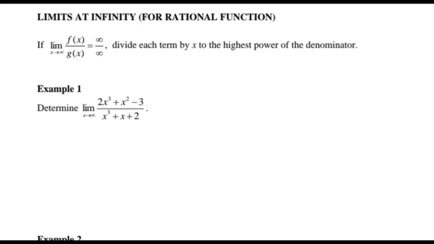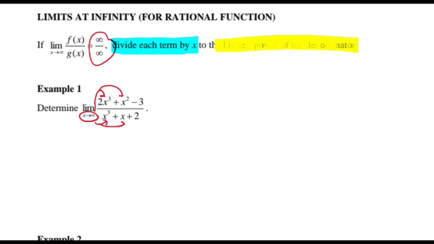Remember the first step when you want to find limits. The first step would be substituting the value of x into the function. But if, when we substitute that value of x, and for this example it's infinity, we get infinity over infinity, then what we have to do is divide each term by x to the highest power of the denominator. A little bit of correction here: divide each term by the highest power of x in the denominator.